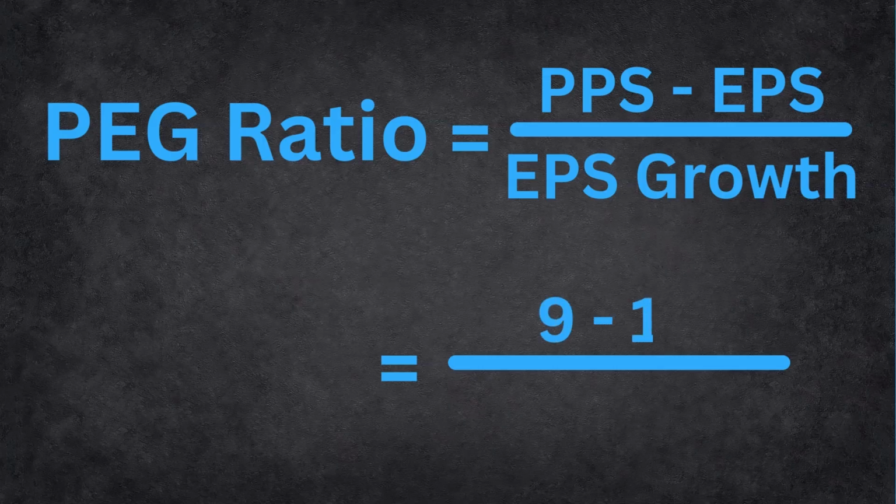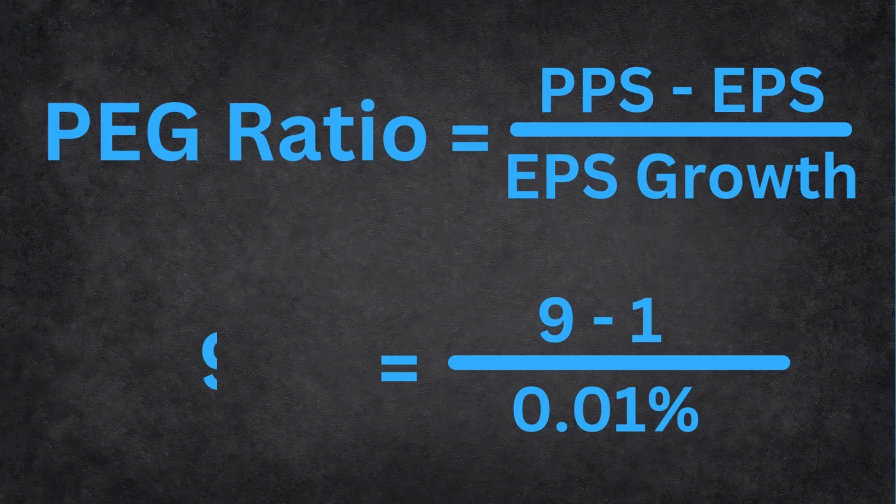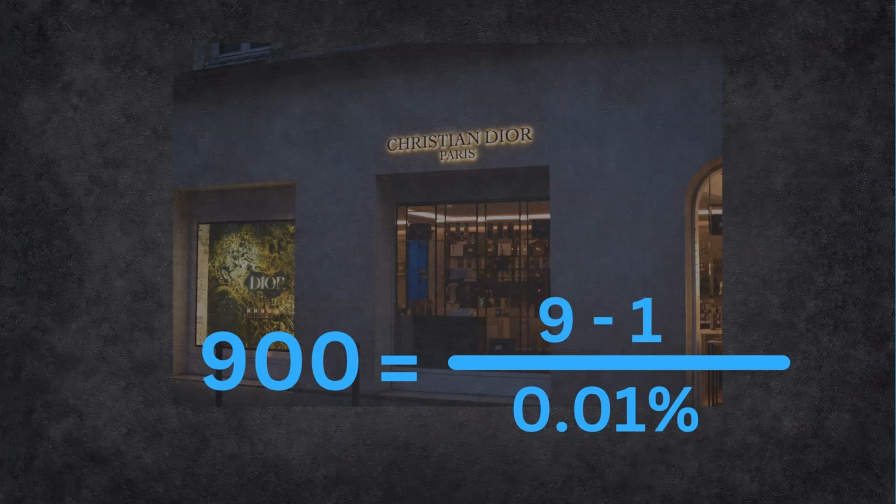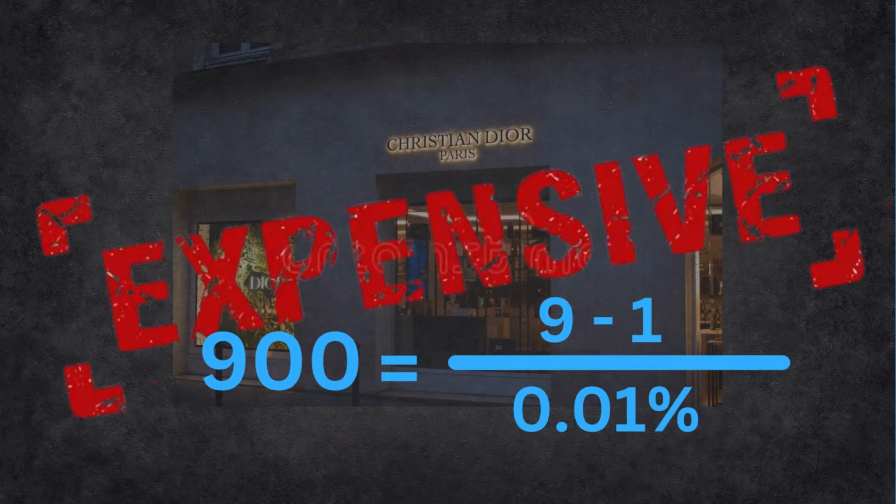Why 900, you might ask? Well, if company X's P/E ratio of 9 minus the earnings per share of 1 is divided by the future growth of 1%, then that comes to a PEG ratio of 900. Given that anything over 1 is considered expensive, if a company had a PEG ratio of 900, this would be considered extraordinarily expensive. Notice how when growth is considered, the outlook on the company's valuation completely changes.